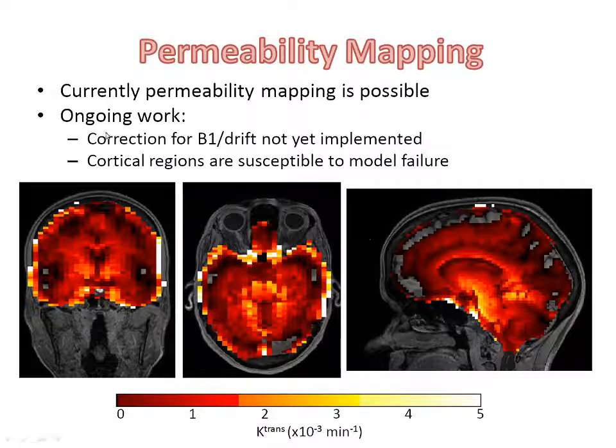But this work is ongoing. As you can see, there are certain areas of the brain, especially in the cortex, which do not fit the model well. And so this requires further correction for artifacts and other drift within the scanner.